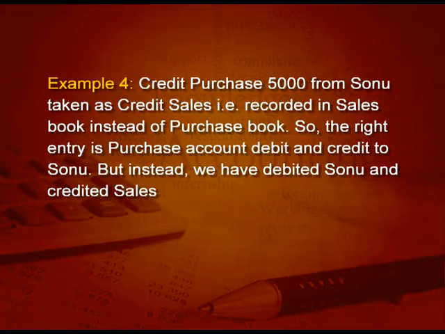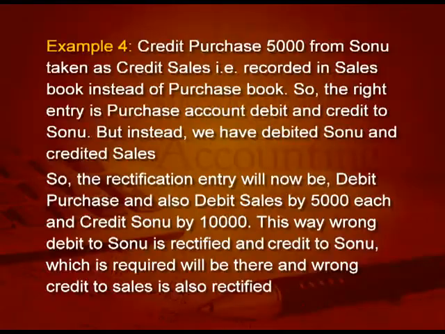Now, the rectification entry will be, we will debit purchase and debit sales by 5,000 each, and then we will credit Sonu by 10,000. This way, the wrong debit to Sonu 5,000 is rectified and the 5,000 credit to Sonu which is required is there, and the wrong credit to sales is also rectified by putting it in debit, and purchase we have to debit. So, please see, purchase debit 5,000, sales debit 5,000 and credit Sonu 10,000.